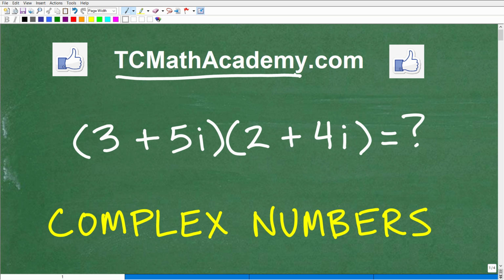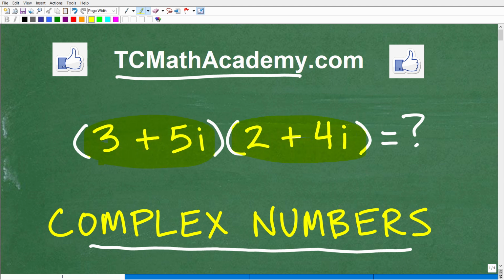And in this particular video, we're going to multiply complex numbers. So this number here is a complex number, and this number here is a complex number. So we're going to find the product of these two complex numbers.